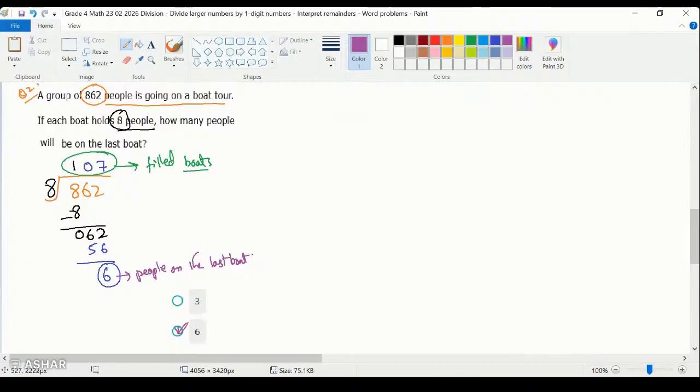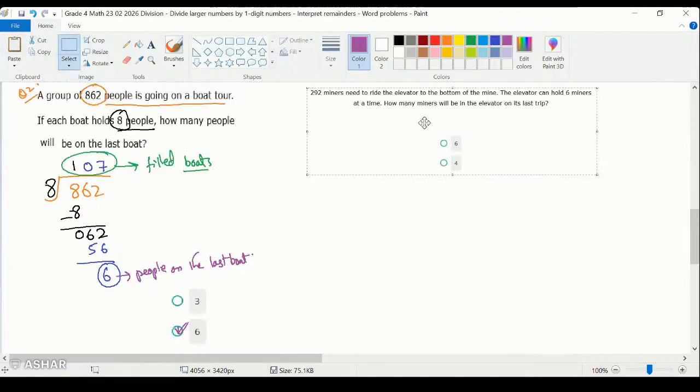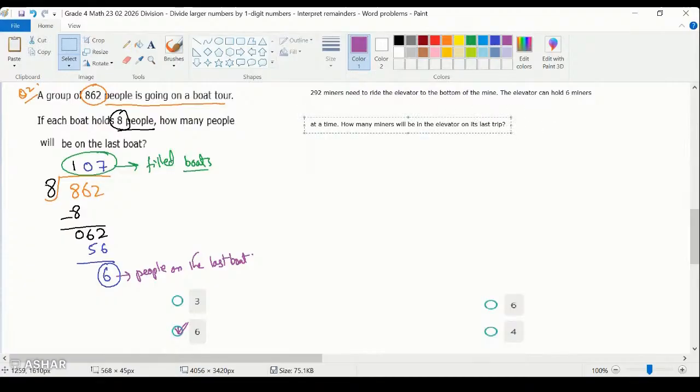Agreed? Do we agree on this? Solomon, Adeboy, May, do we agree on this? We did this similar question. The next question, question number 3, we have done a similar question. They're asking us how many miners will be on the last trip. These were the answers given to us. We just did a very similar question.